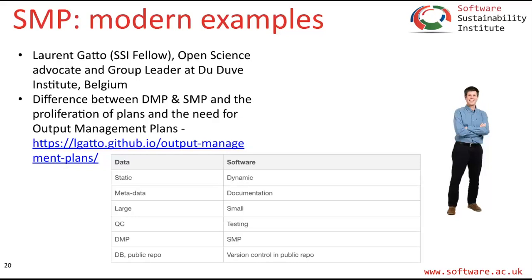So here you can see he's comparing data with software, in terms of data being static, software being dynamic, data being described in metadata, software via documentation. Data tends to be larger. He deals with genomic data, but software tends to be smaller in comparison. Data has quality control, software is testing, DMP, SMP. Data's in a database or public repo, and software is more version controlled.